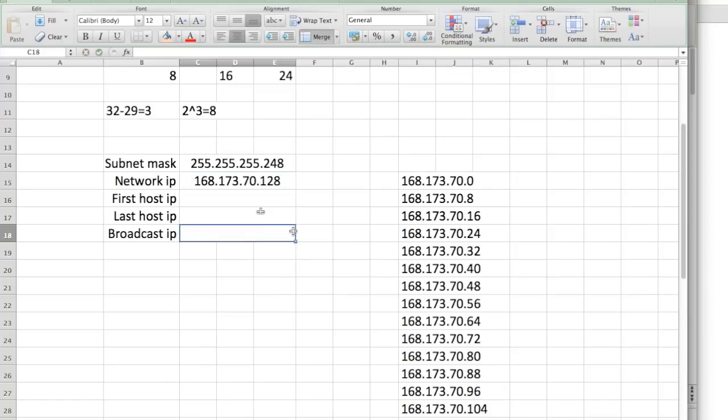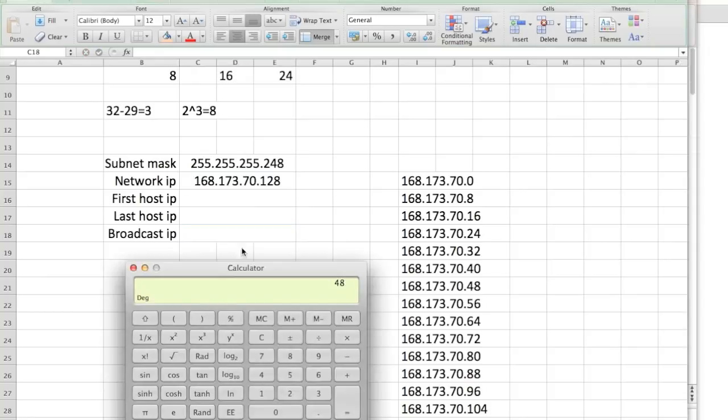128. Okay, and if you don't have Excel to plot this in, you can use a calculator. We know that it increments by 8, so you can say 8 times 17 equals 136. We're almost right there. 136 minus 8 is 128. So you can use a calculator to figure this out as well. This is just for demonstration purposes that I put into Excel. So 128. So we know that the network ID is 128.